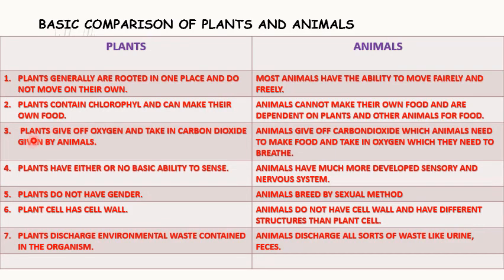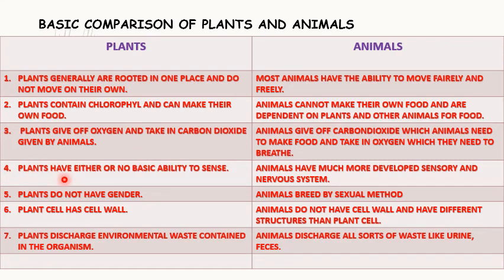Now, number 3. Plants give off oxygen and take in carbon dioxide given off by animals. Yes, animals give off carbon dioxide, which plants need to make food, and take in oxygen, which they need to breathe. Yes, we as animals breathe in oxygen. Breathe in. Good. But when we breathe out, we are breathing out carbon dioxide. And this carbon dioxide is needed by plants. But when the plants release oxygen, we take it in.